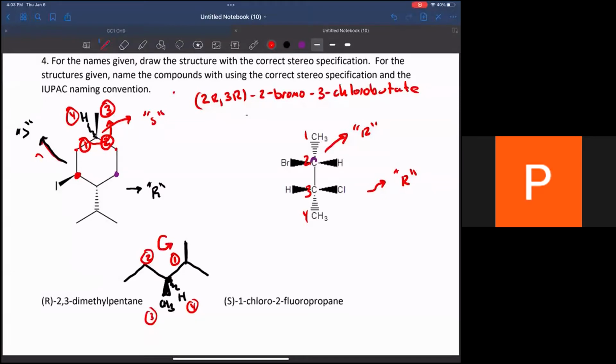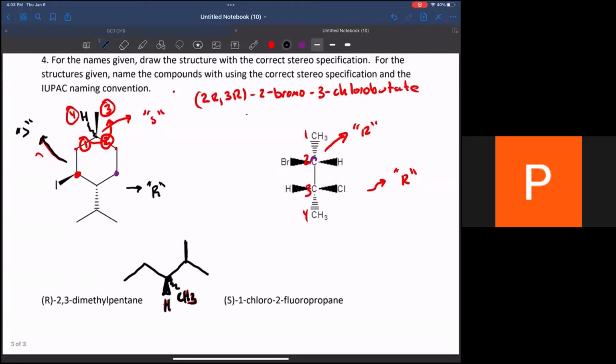I would get 1, 2, 3. The lowest priority group is pointing away from us. So this is a counterclockwise arrow, so it would be S. Oh, so it turns out that we didn't do it right. So that's not the right picture. So what do we do? Well, all we have to do is switch. Once we switch, remember, switching the position of 2 groups gives us the enantiomer, and that's what we were looking for. So we're there.